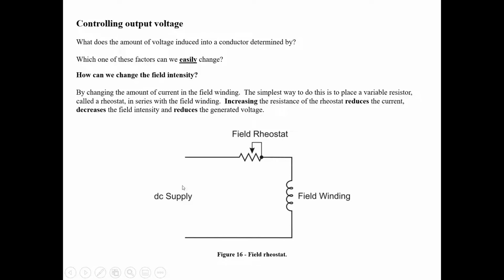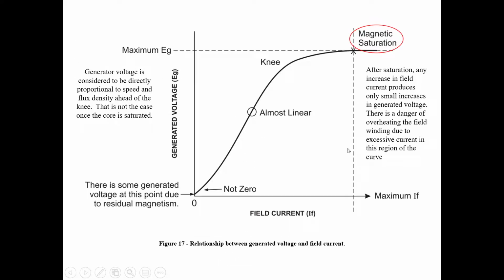If I want to increase the voltage output, I would decrease the field rheostat, which would increase the current going through the winding, which would create a stronger magnetic field. Thus, I would be cutting more lines of force with every rotation and generating more voltage. So this is the easiest thing for us to adjust, because we could literally adjust this on the fly. Even as the generator's turning, I could adjust this field rheostat and change the output voltage. But we can only get so much.